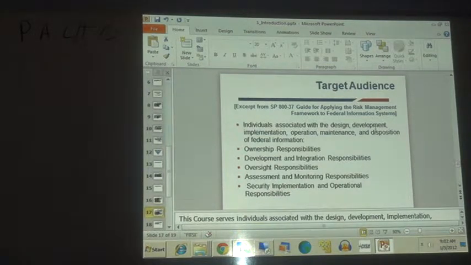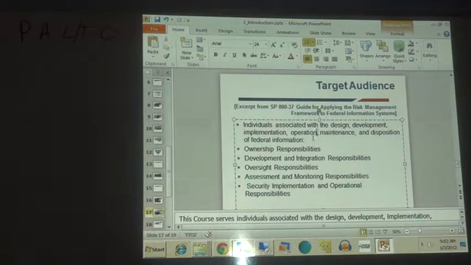All right, so 837 is clearly the risk management one. We're going to reference that over and over again. You guys really should know 837 inside and out. But it has to do with the design, the development, implementation, operation, and disposition of federal information. So when you see this right here, what do you think of?